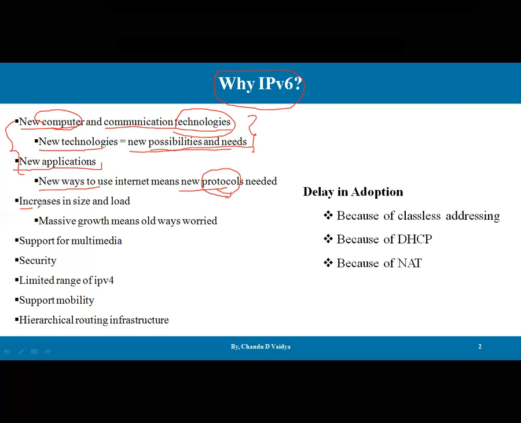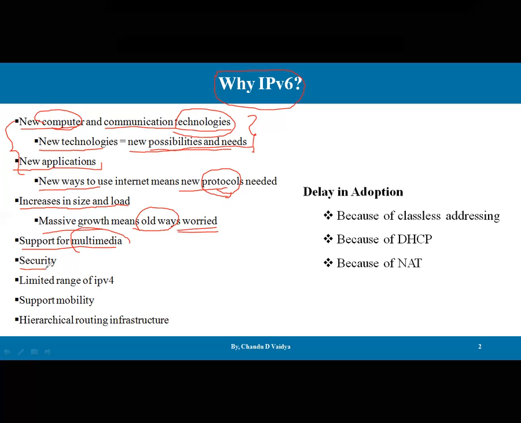Then there is also the increased load and size of the internet. Nowadays it is big data. So the load has increased, and with this massive growth, the old way is strained. The old way is not accepting the load which is available on the internet. That is again an issue. Nowadays, there is also support for multimedia, with real-time data available. Everybody wants live streaming and VoIP concepts. So for that purpose, it is also required.